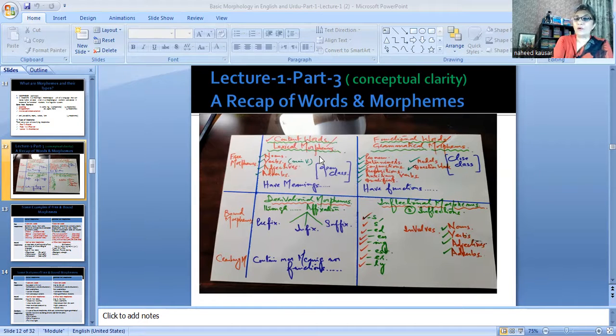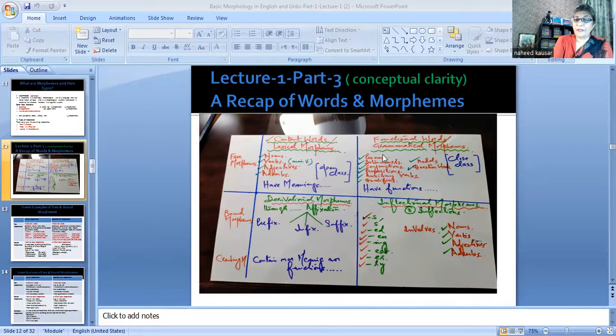But with regard to morphemes, the content words are called lexical morphemes because they carry meanings, right? So they are considered lexical morphemes. So whenever you are using or working with nouns, verbs, adjectives, or adverbs, you should keep this point in your mind that these are called lexical morphemes, right?